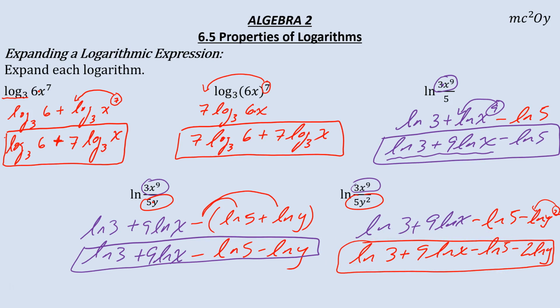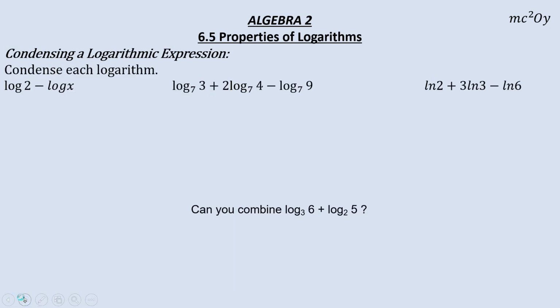Okay, so after expanding, let's actually work on condensing. So putting them back together. All right, so condense each logarithm. So you have log base 10 of 2 and log base 10 of x, or log 2 log x. Remember, if there's no base, it's always base 10. Since you have the same base, we're going to keep that base. When we subtract, we actually divide first by second. So 2 over x.